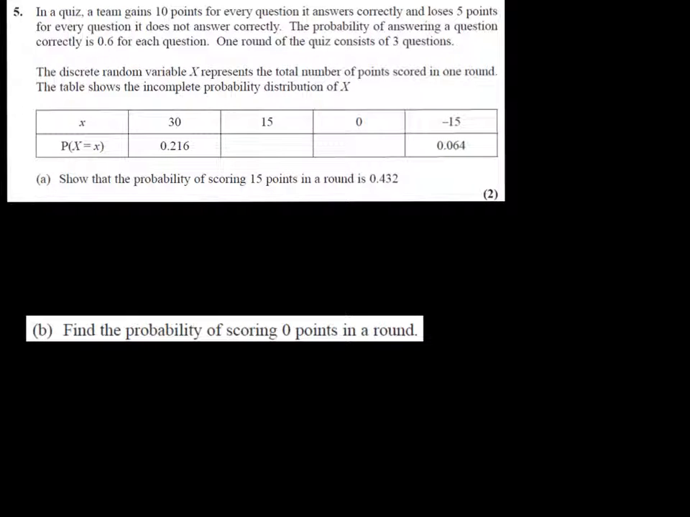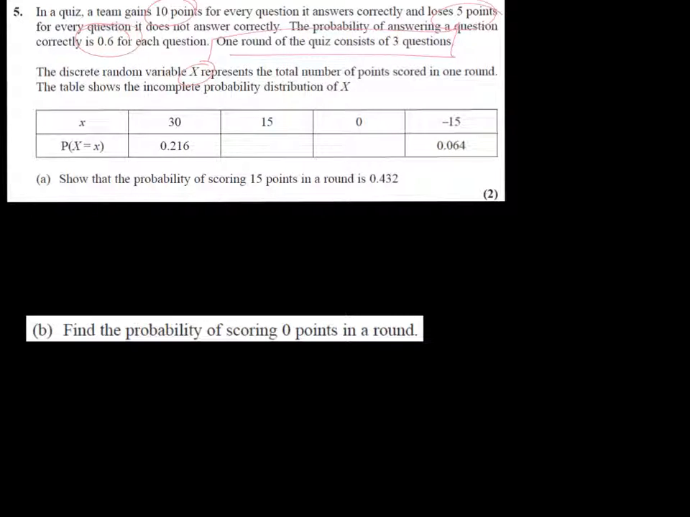In question 5, we are looking at discrete random variables. We have got a quiz, and a team can gain 10 points for every question they get right, and they lose 5 points for every question they get wrong, so it's negatively marked. The probability of answering a question correctly is 0.6, and we know that each round has 3 questions. So the discrete random variable x represents the total number of points scored in one round.